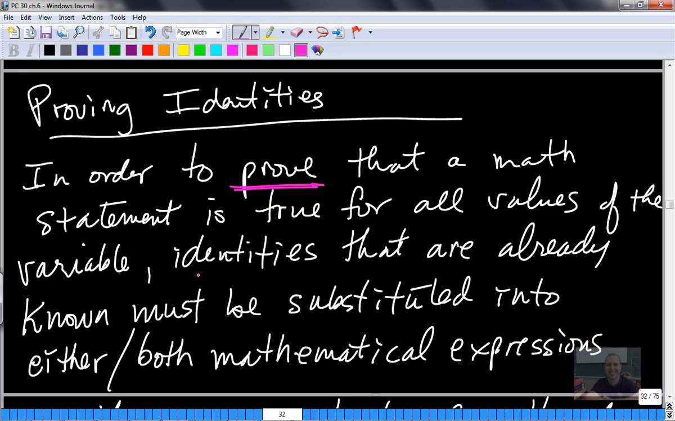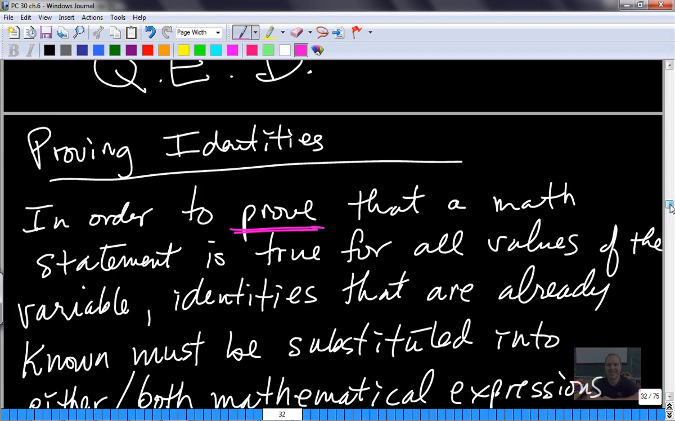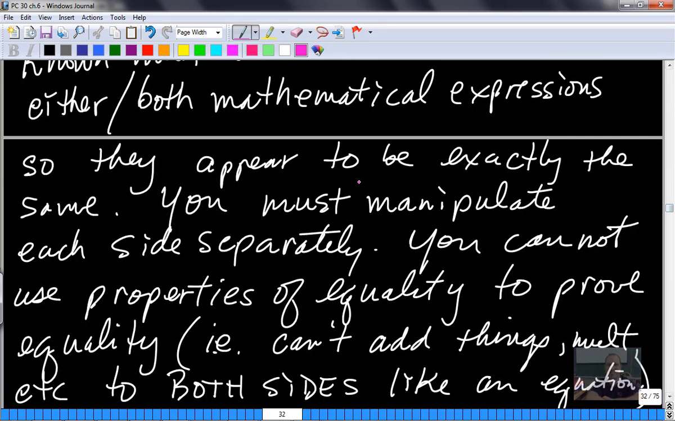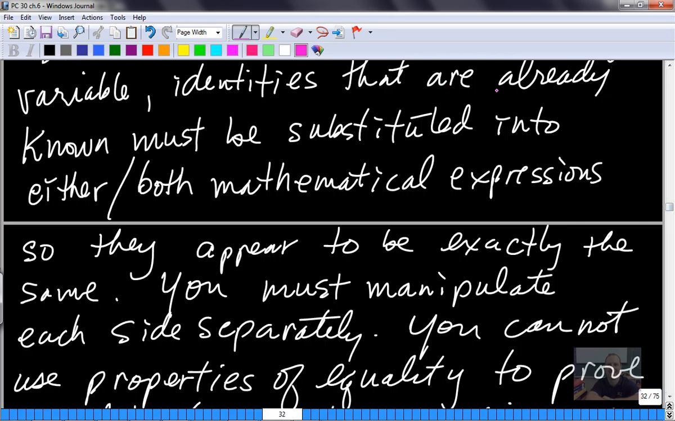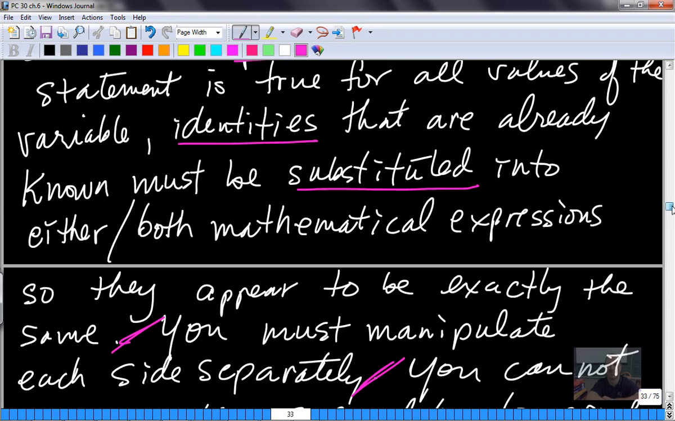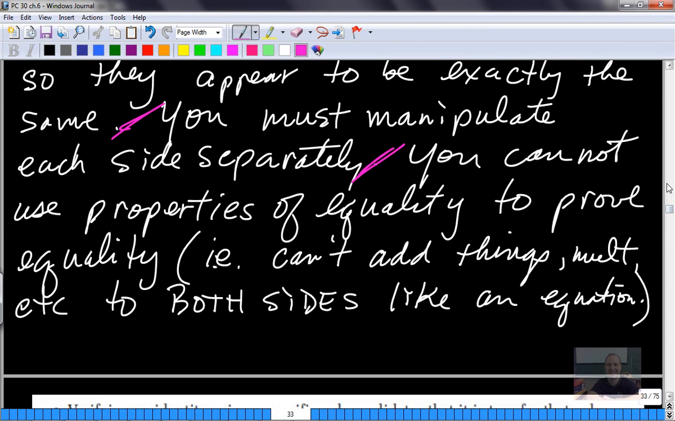As we continue, it says identities that are already known must be substituted into either or both mathematical expressions so that they appear to be exactly the same. So again, the key is we're using identities, okay? So identities are being substituted into this statement to see if they're the truth. And we'll go over lots of examples in a minute. You must manipulate each side separately, okay? So here is an important statement as well. When we're talking about proving something to be equal, we cannot assume the equality.